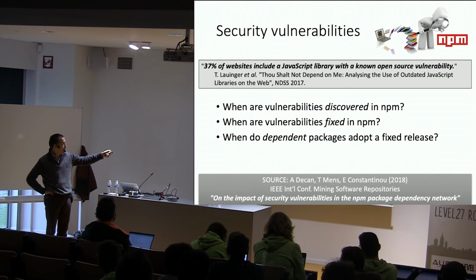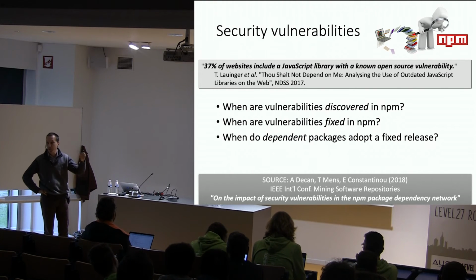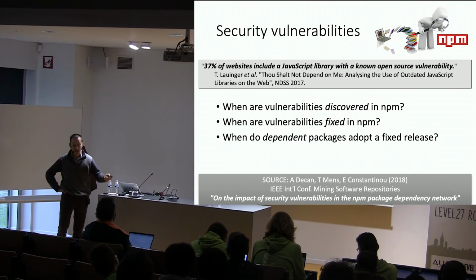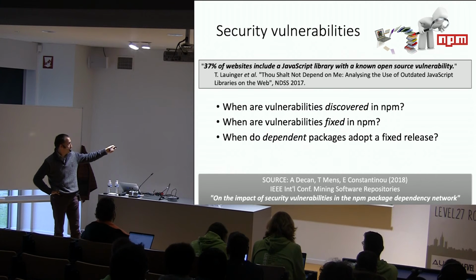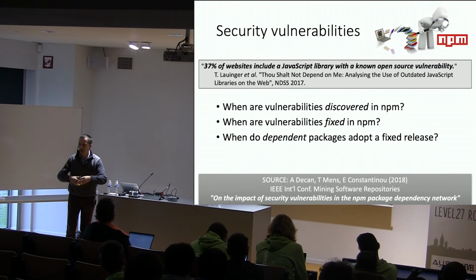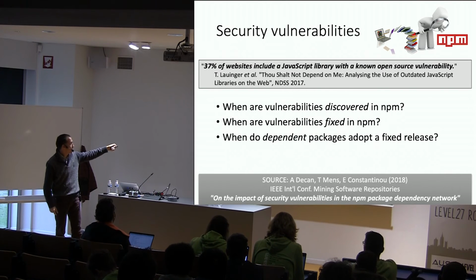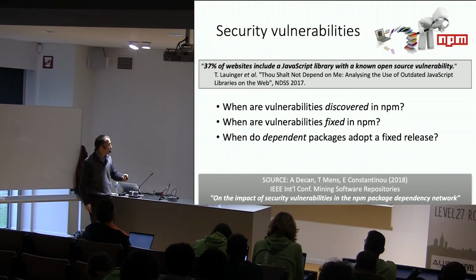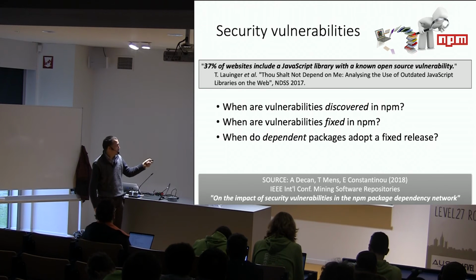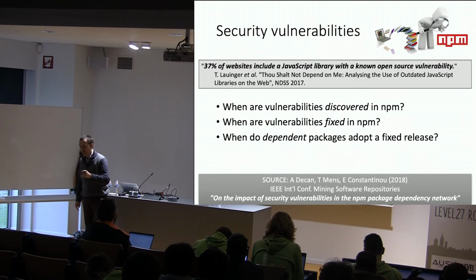And basically they wanted to know to which extent vulnerabilities in the NPM packages are affecting websites that are running today. And there what they found is that 37%, so they took some sample of existing websites based on some analysis, I don't know the details, and they found that 37% of all websites include a JavaScript library from which it is known that it has an open source vulnerability.